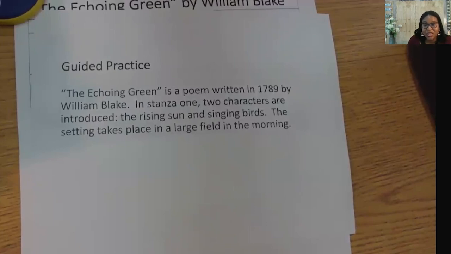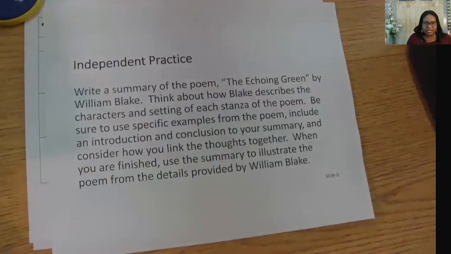Guess what? You get to write now. You will finish writing about the characters and setting of stanzas 2 and 3 using the chart we created. For your independent practice, I want you to write a summary of the poem, The Echoing Green by William Blake. Think about how Blake describes the character and setting of each stanza in the poem. Be sure to use specific examples from the poem. Include an introduction and conclusion to your summary and consider how you link your thoughts together. When you are finished, use the summary to illustrate the poem from the details provided by William Blake.